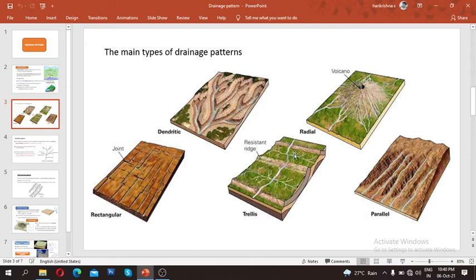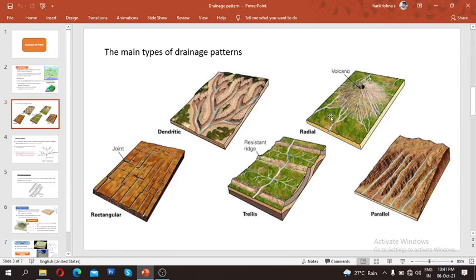Resistant ridge, in the sense that it is hard rock, whereas this green colored thing is very soft rock. Why? Because it permits the movement of water through this particular river, whereas in these hard rocks you cannot find any tributaries. So this kind of pattern formed in this soft rock, in this intermediate composition of rock, is known as trellis pattern.